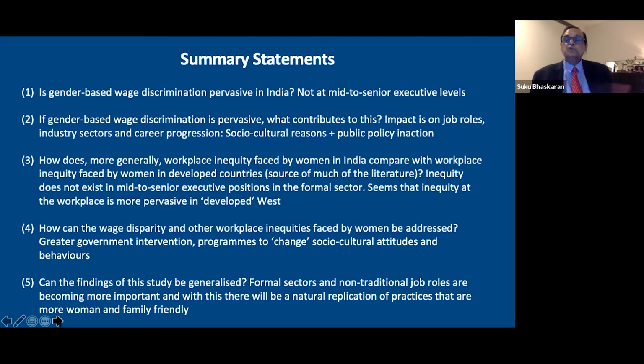Programs to change socio-cultural attitudes and behavior. This has got to be done. People's mentality that a woman or a female child is less important than a male child has got to change. Even at the highest levels, among the educated elites in India, this idea is pervasive, and fortunately it is gradually dying down. They want a male child as opposed to a female child.